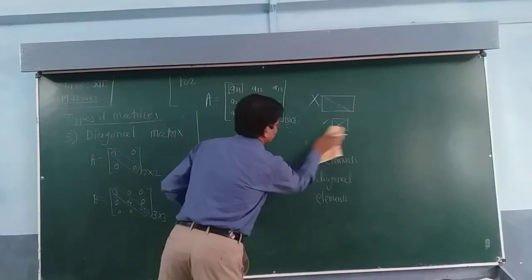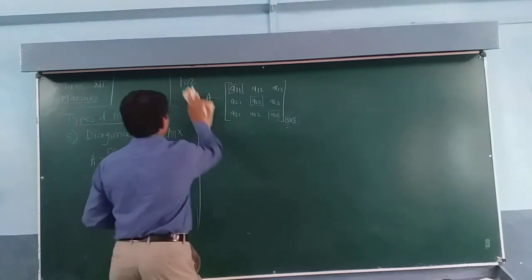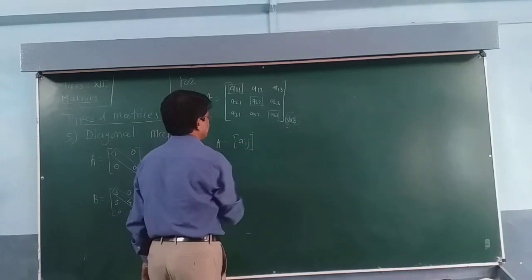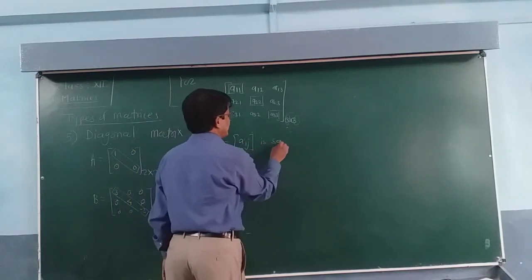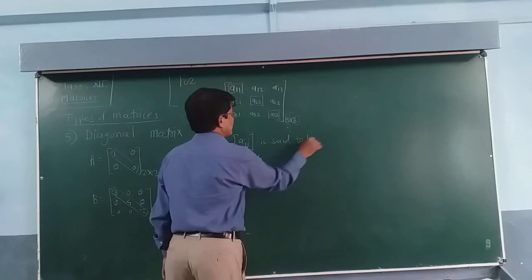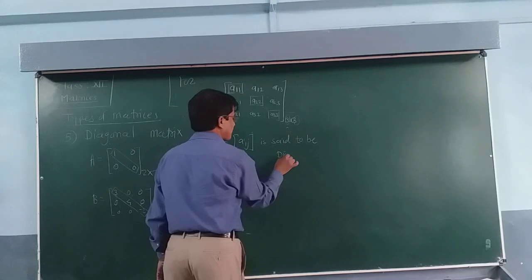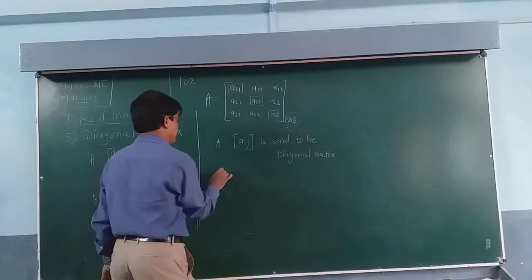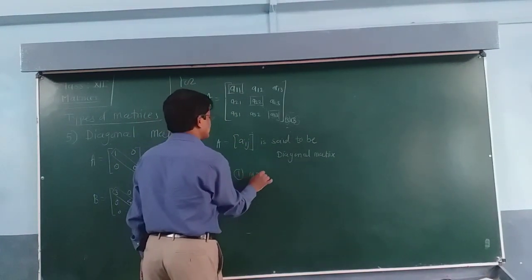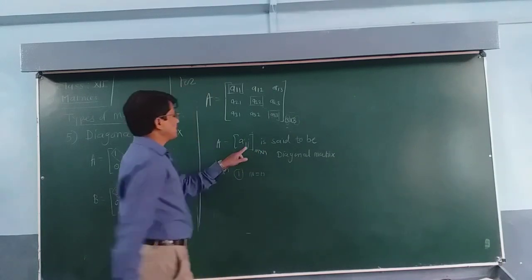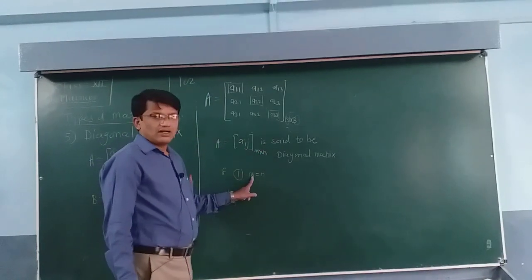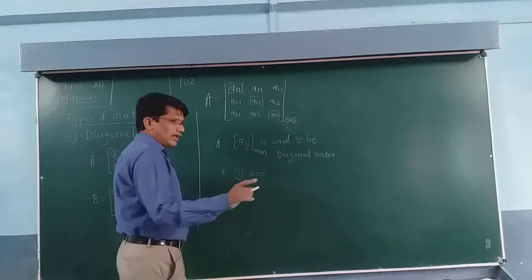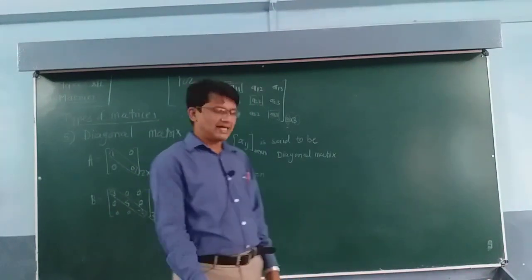So in a general form, we can say a matrix A equal to Aij is a general definition. It is said to be a diagonal matrix if, number 1, m equal to n. Here the order is m by n. M equal to n means it should be a square matrix. And number 2, all non-diagonal elements are 0.